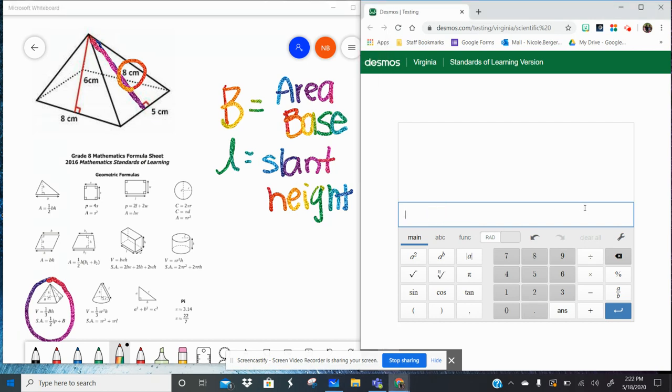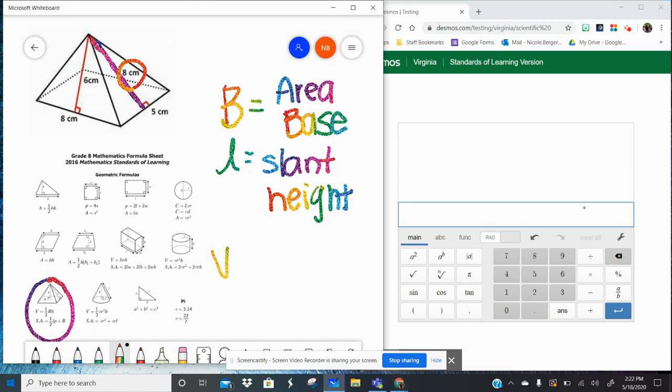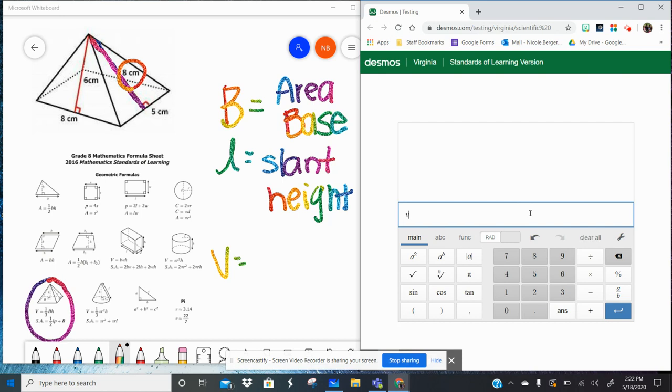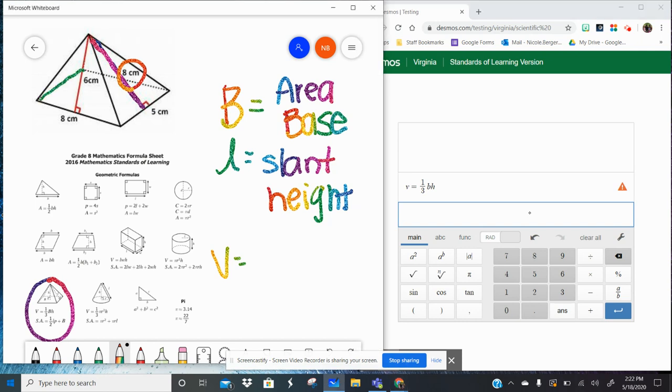So if I want to find volume, volume is 1/3 big BH. So I just come over to my Desmos, volume equals 1/3. And then I'm going to just do a little b, BH, but that's okay. I'll show you how to do it. So when I go to type in, well, what is the B? B is area of the base. Remember, this is a rectangular base. So here, here, here, here, right? So 8 centimeters is the length, 5 centimeters is the width.